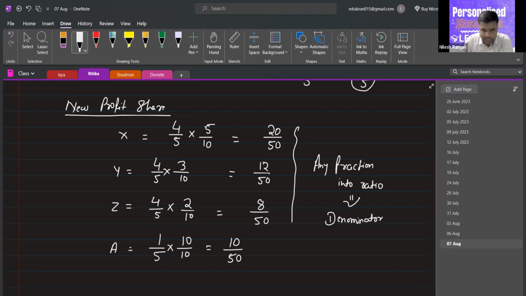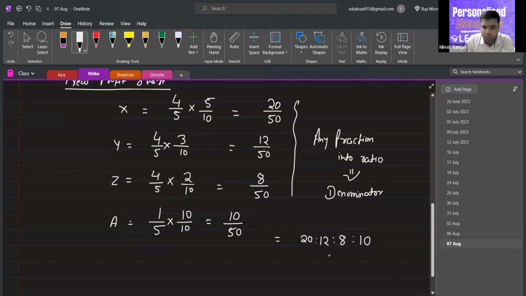Actually, after writing this, don't make any cutting. You can say, I can cancel this 5 and 5, but it will become 4 by 10. But in this case, it will be 12 by 50. So again, you have to do the multiplication. That's why first we will calculate the total, without cutting or removing anything, we will just multiply and then convert it into ratio 20, 12, 8, and 10.